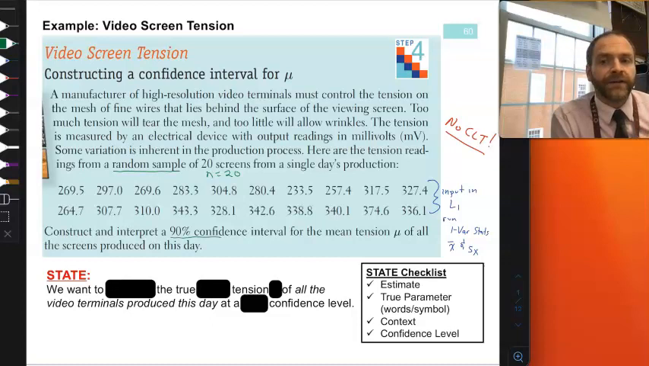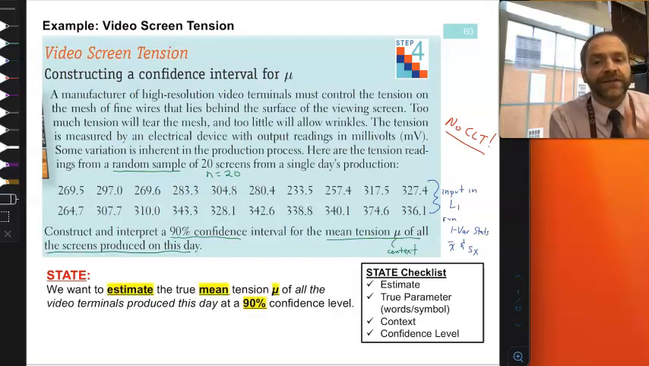So be aware that since our sample size is less than 30, we have to find a new way of checking for normality. So we have to construct a 90% confidence interval, and we have our context of what mu is, the mean tension. So we have our state right there. We want to estimate the true mean mu tension of all the video terminals at a 90% confidence level. That meets everything in the checklist.